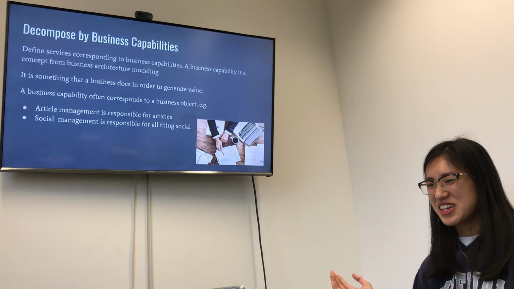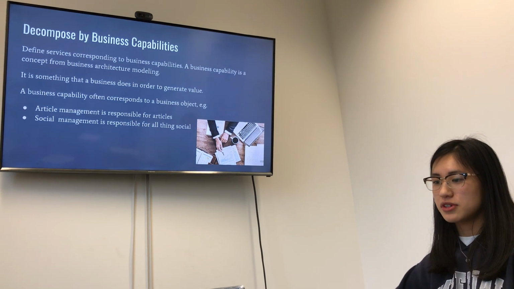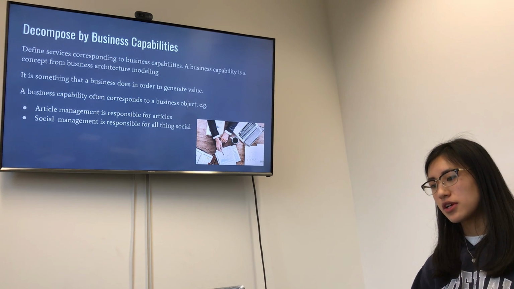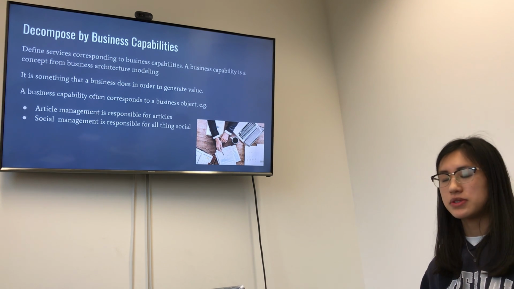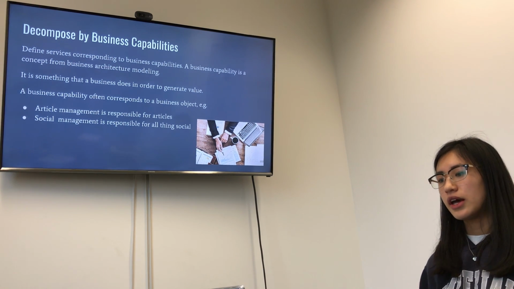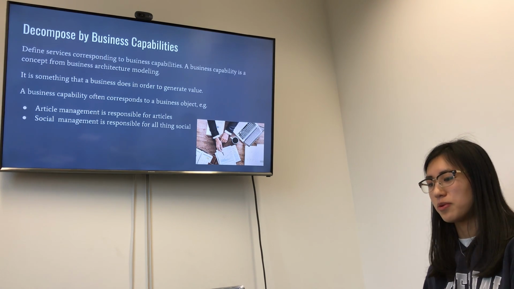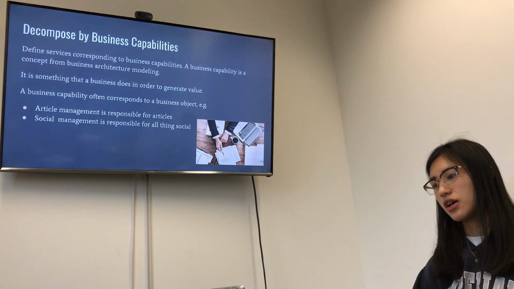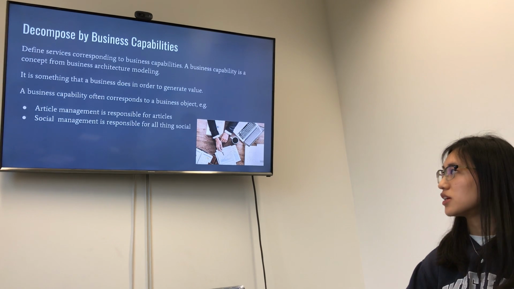Okay, so let's first look at decompose by business capabilities. Define a service corresponding to a business capability. A business capability is a concept from business architecture modelling, where a business capability is something that a business does in order to generate value, and often corresponds to business objects. For example, article management is responsible for articles completely. Social management is responsible for all things social, and that's how, when you look at a business, you break it up into the things that a business does. And that's a way to decompose.